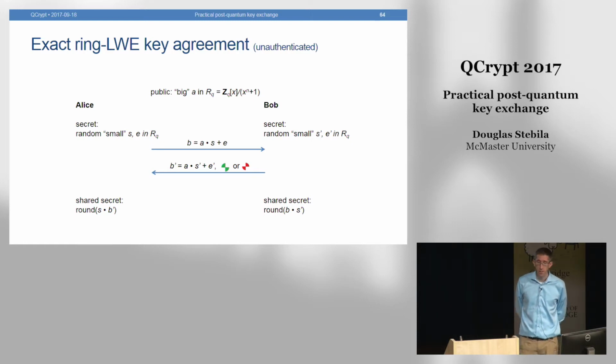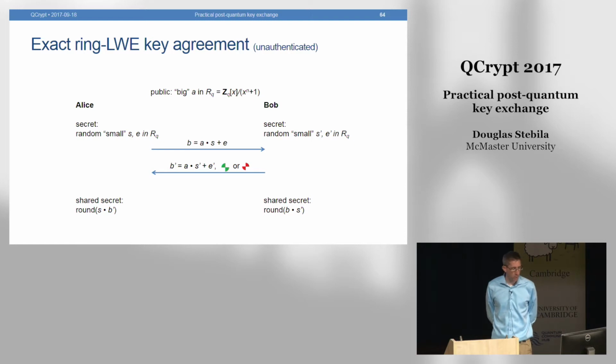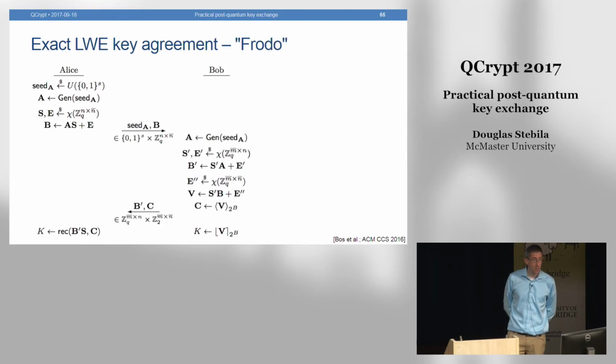Now, to turn this into a practical key exchange protocol requires a little bit more work. So on this slide here, I'm showing you how we've modified that to create a protocol called Frodo. This is called Frodo because it's based on plain LWE. It doesn't use the ring. That's what passes for humor in my circles.